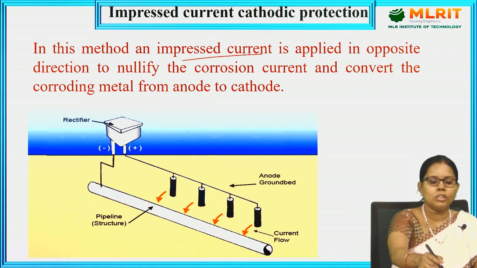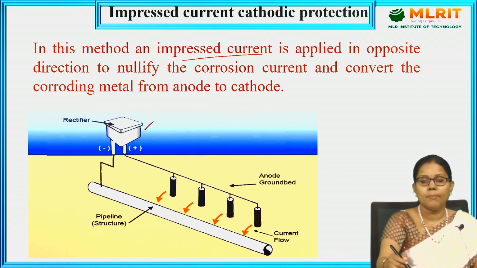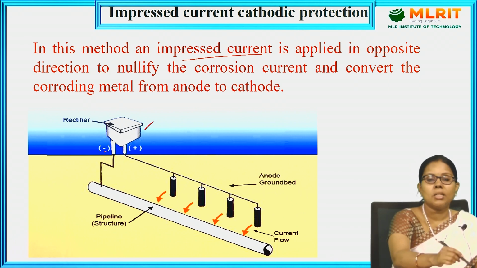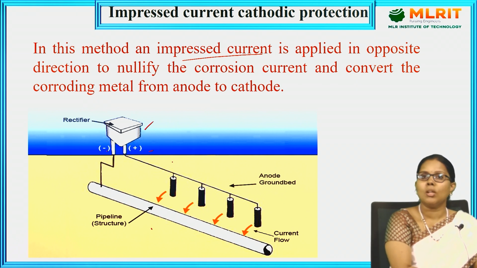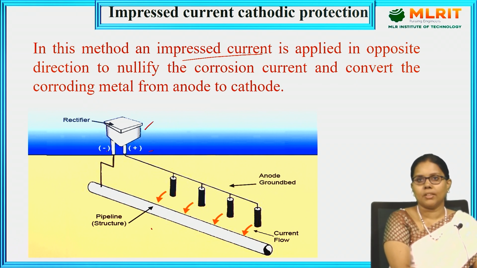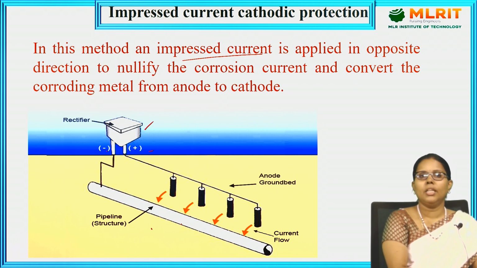Here the source is a battery or any external source which is connected. The negative terminal of this battery is connected to the pipeline and the positive terminal is connected to the more anodic metal such as the sacrificer. In this method, an impressed current is applied in the opposite direction. Actually, corrosion current takes place on this pipeline. In order to nullify that corrosion current, we are going to supply the impressed current from the opposite direction.